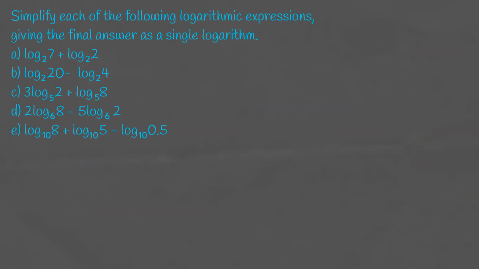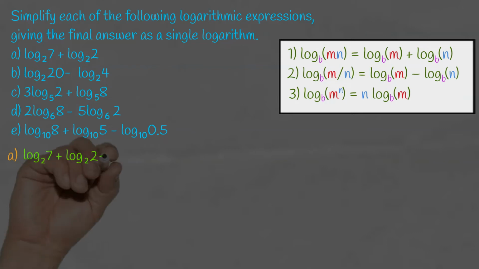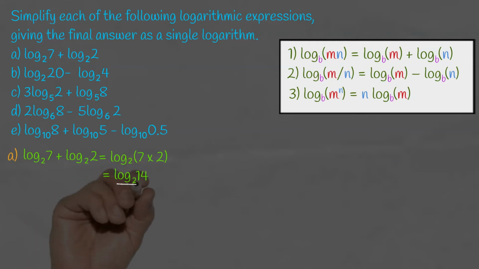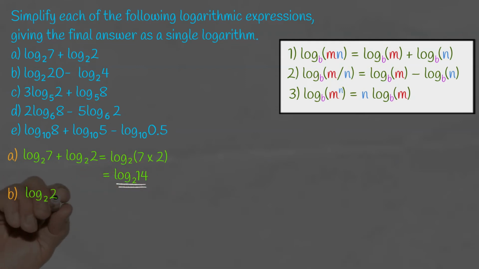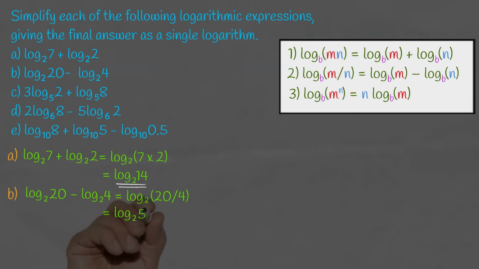In the next question, we're asked to simplify the following expressions and give the answer as a single logarithm. To do this, we will need these 3 logarithm rules. For the first expression, we use rule 1 because it is addition, a log plus another log with the same base. So it becomes log to base 2 of 7 times 2, which is log to base 2, 14. The next expression is a subtraction of logs with the same base, so we need rule 2. And we need log to base 2 of 20 divided by 4, which is log to base 2 of 5.